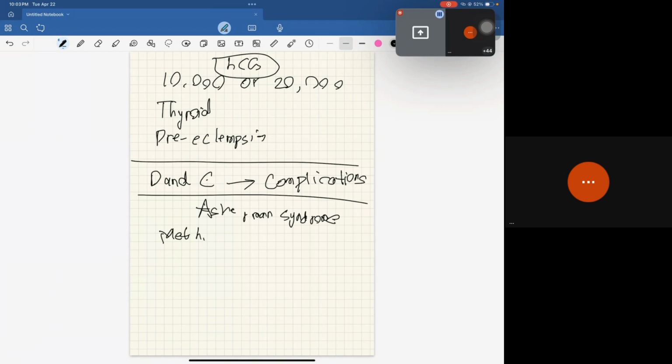But remember, after giving these, we need to perform periodic surveillance through HCG. Why do we need to perform this HCG surveillance? We need this surveillance to make sure that all of the mole has been completely removed or that it has not given rise to choriocarcinoma or invasive moles. Right?